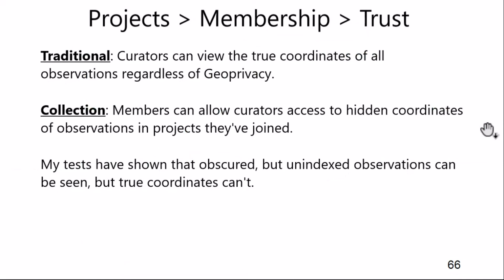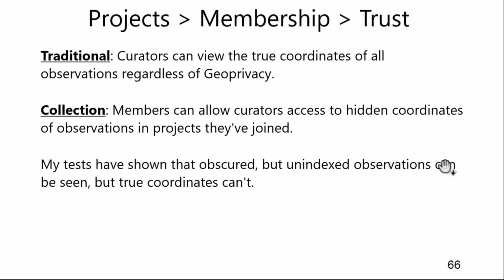Question, what's the difference in an observer and an identifier? The observer is the person who posted the picture. The identifier is the person who comes back later and says, yes, I agree, or no, I disagree, it's not that. And there are people who spend a lot of time going through and identifying people's observations.